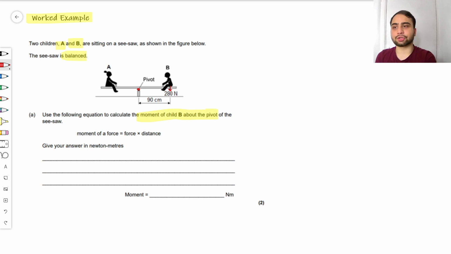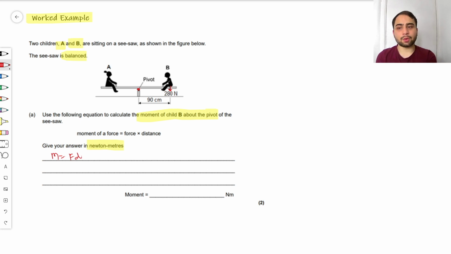Okay, so now let's continue highlighting. Moment equals force times distance. Give your answer in Newton meters. That's because it's written in the question itself, which means there's something in the question that we have to convert. So I'm just going to rewrite our equation in symbolic form: M equals FD. Moment equals force times perpendicular distance.